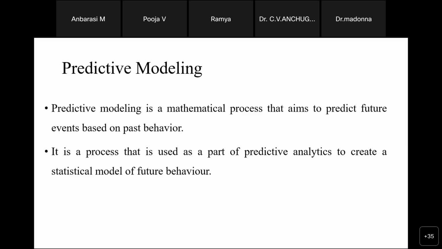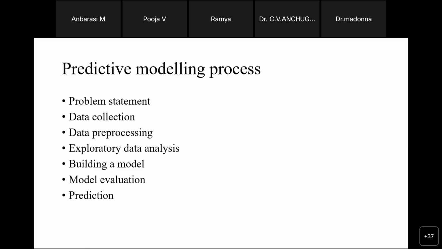So in predictive modeling, once a set of historical data is collected for the analysis, the scientist or analyst will create an algorithm for the collected data, and then generate the predictive model. That is what we call predictive modeling. Simply put, it's a process used as a part of predictive analytics to create a statistical model for future behavior, so that we can predict what could be the future value or a future event.